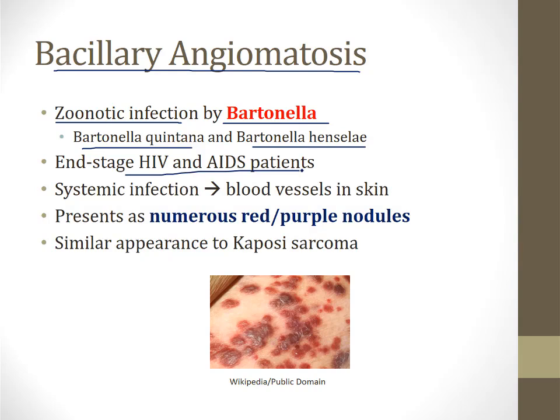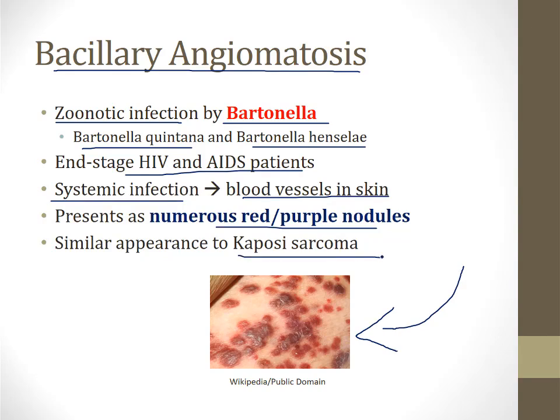The way this infection develops is that patients who are immunocompromised develop a systemic infection with Bartonella, and this leads to infection of blood vessels in the skin. And as a result, they develop an eruption of numerous red-purple nodules. There's an example of this shown on the screen here. And this can look a lot like Kaposi sarcoma, which also occurs in AIDS patients. So let's talk about Kaposi sarcoma now.